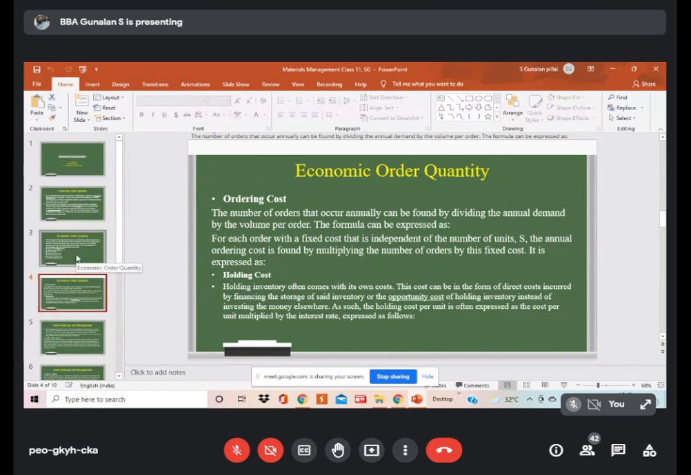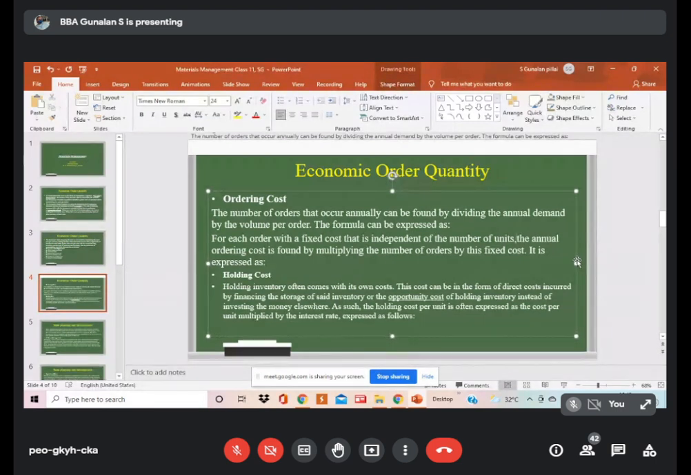I have given the details about what ordering cost is, for each order, a fixed cost that is dependent on the number of units. The cost varies with the annual number of units. The annual ordering cost is found by multiplying the number of orders by this fixed cost. It is expressed as holding cost.